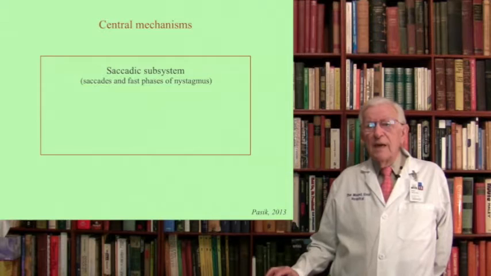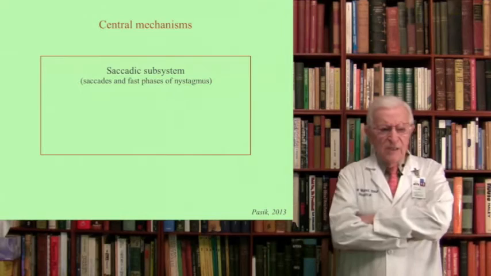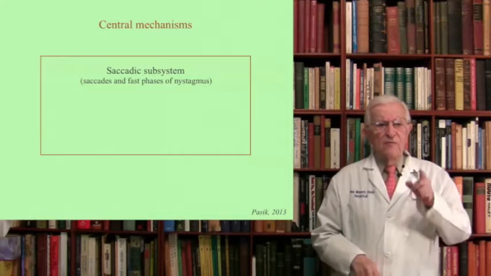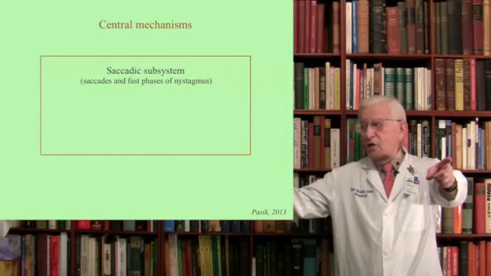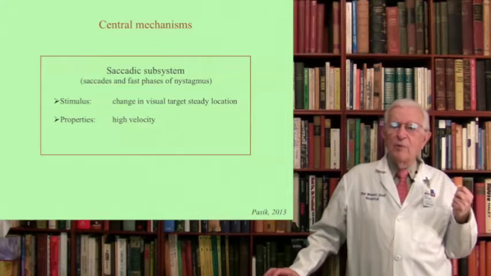Now, what is the stimulus to elicit a saccadic eye movement? Remember that eye movements are binocular all the time. What's the stimulus? It's actually the different location of a steady target in the visual field. For instance, if I'm looking at you, and then I want to shift my gaze to her, I'm shifting my gaze through a saccadic movement, through a saccade. And this saccade has special properties.